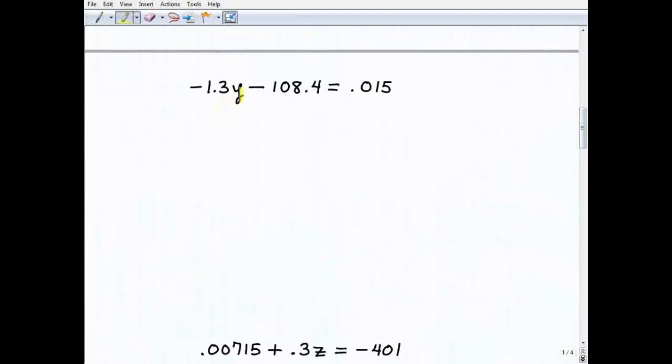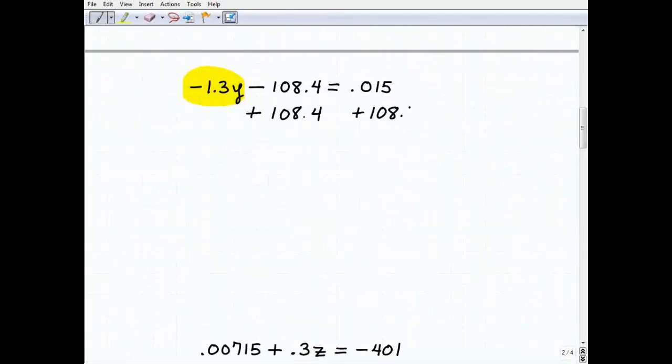So our variable term is going to be this part right here, this negative 1.3y. I've got this minus 108.4 next to it, so I'm going to get rid of that part by adding 108.4 to both sides of the equation.